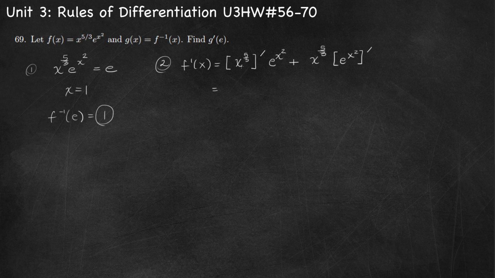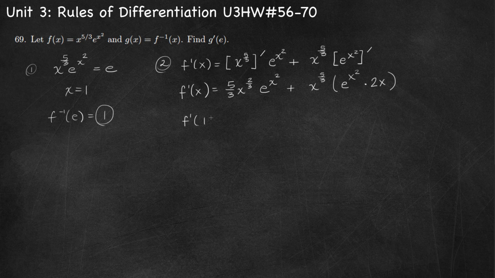So the derivative of x to the 5/3 is 5/3 x to the 2/3, and we're going to multiply that by e to the x squared, plus x to the 5/3 times the derivative of e to the x squared. Now, e to the x squared, we need chain rule to find that derivative. That's e to the power stuff. So the derivative is e to the power stuff times the derivative of the stuff, and the derivative of x squared is 2x. So there's my equation for f prime of x.